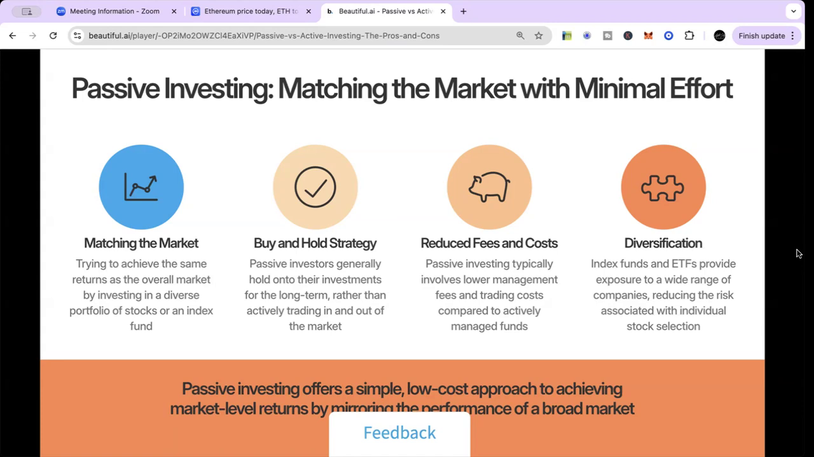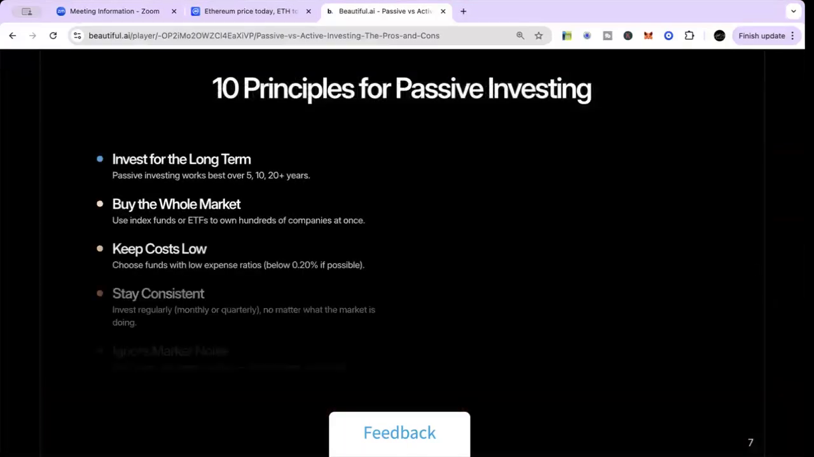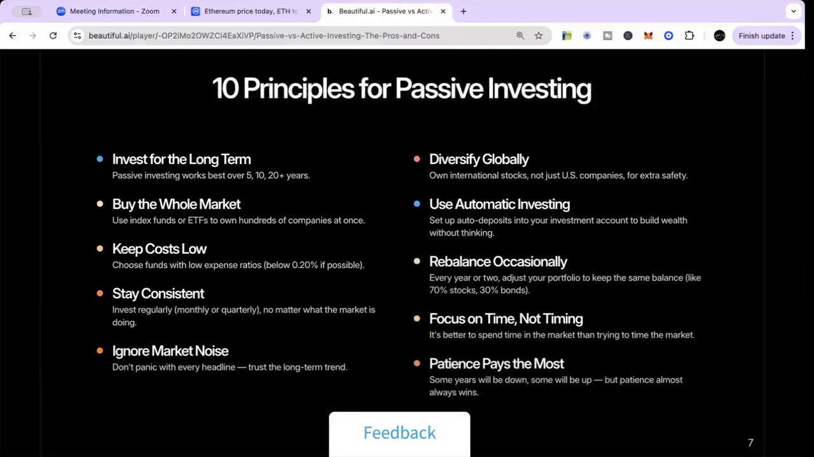So passive investing: low cost fees, matching the market, buy and hold strategy, and diversification. That's what you get without having to put in maximum effort. And that's a good thing. You don't want to have that maximum effort. So, the definition for passive investing.